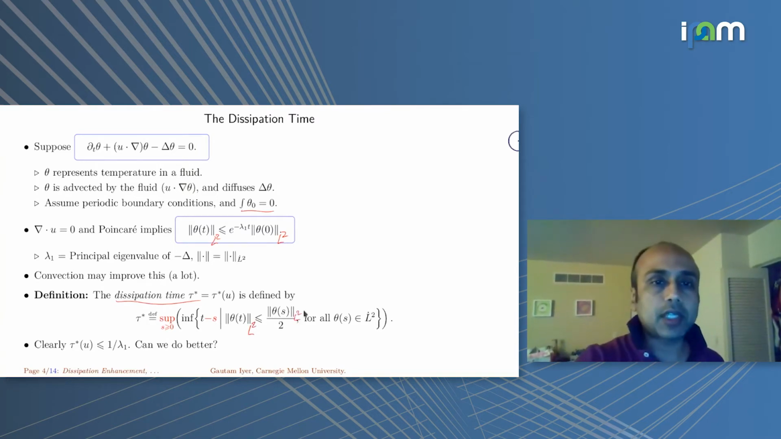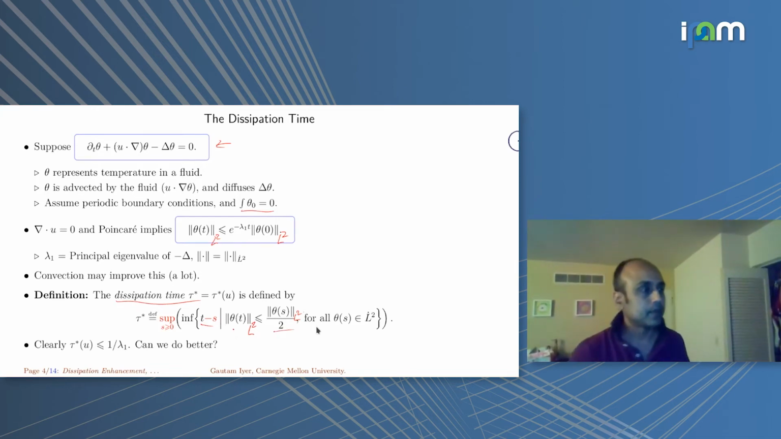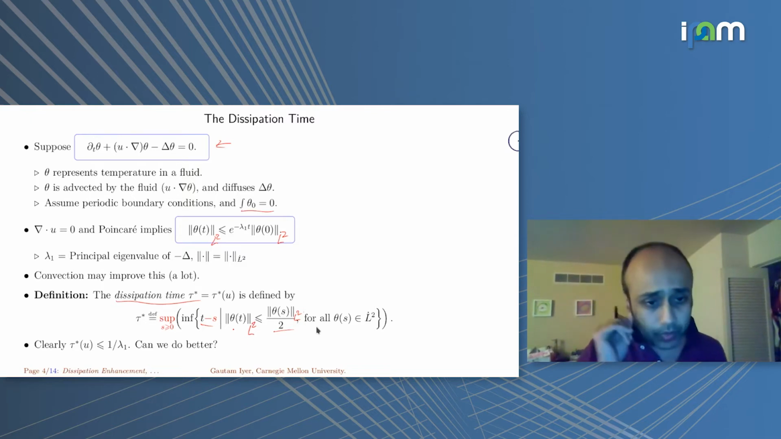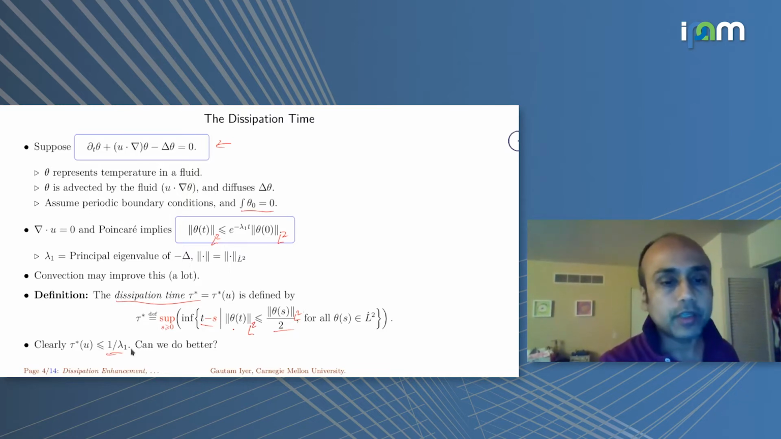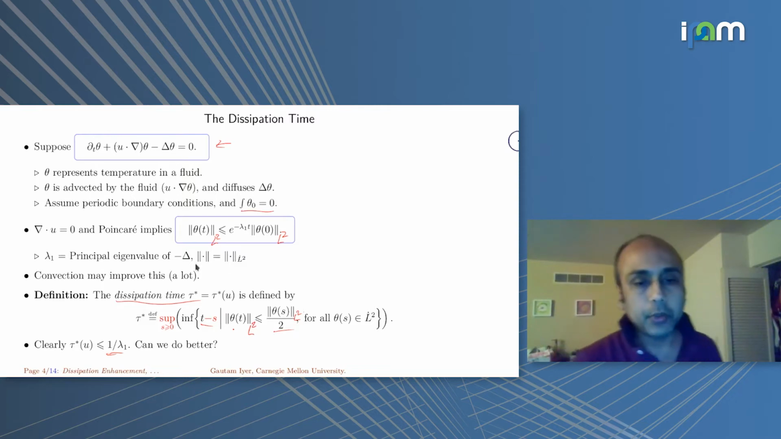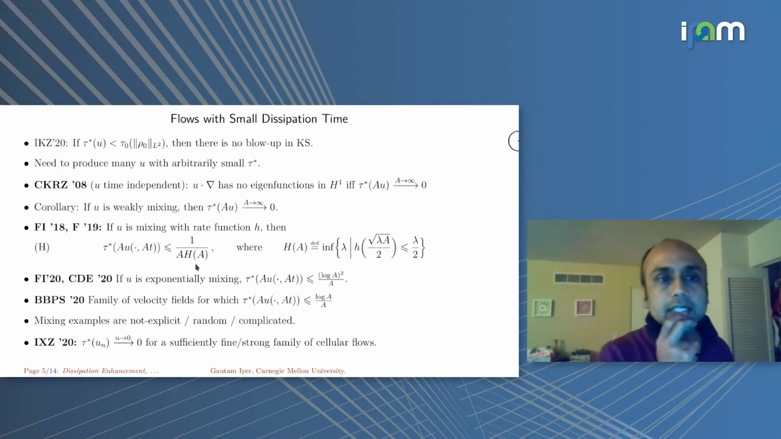right? Let's say you start this equation at time s and run it up to time t. The time you've waited is t minus s. I want the energy at time t to be half the energy at time s. So clearly, this dissipation time, up to a constant, maybe I forgot a log 2, is like 1 over the principal eigenvalue of the Laplacian, up to some log 2. Can you do better? Well, yes.